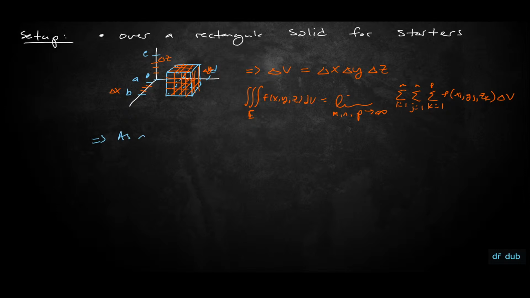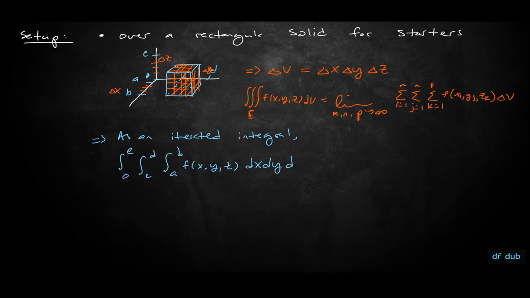So as an iterated integral, we'd have the integral from, say, 0 to e, integral from c to d, integral from a to b, f of x, y, z, dx dy dz. So it's very nice if you have a nice rectangular solid as your bounds. You just have nice constant bounds. It's very similar to double integrals, not much different. You just set it up as an iterated integral and evaluate.